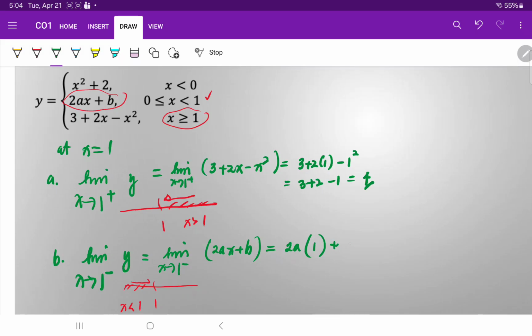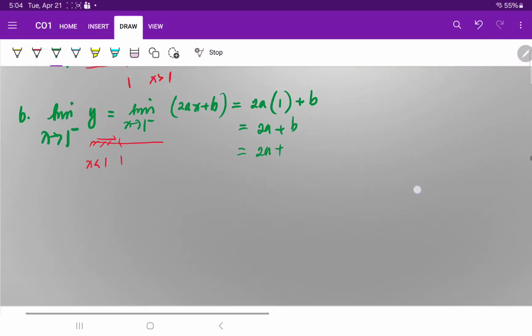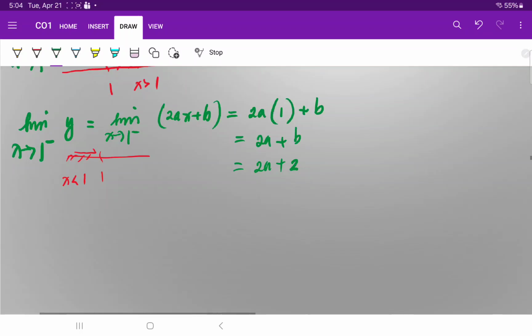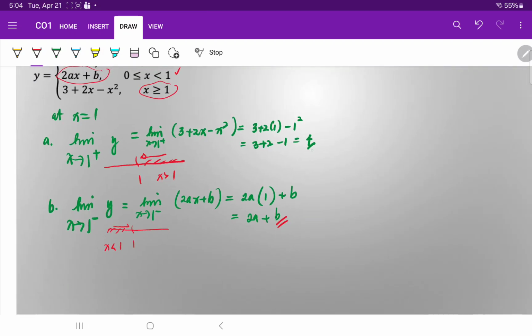So 2a plus b. And we know already that b is 2, from the previous. So it's 2a plus 2. That's the limit of y as x approaches 1 coming from the left. Okay, so this is the limit coming from the left. This is the limit coming from the right.